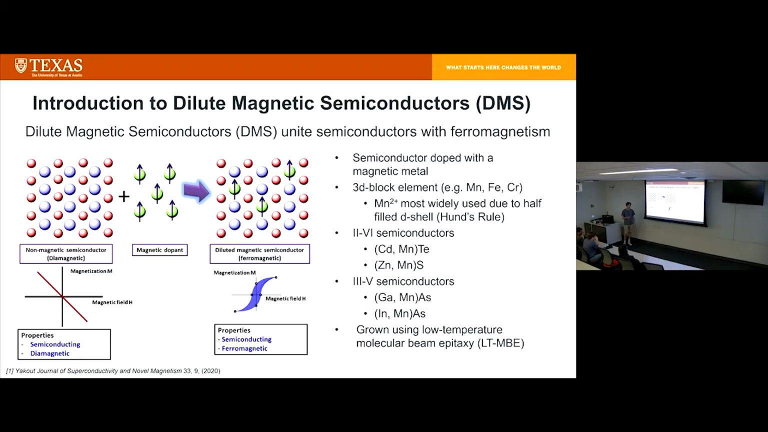And in particular, a lot of different material systems have been studied. So we have some 2,6 semiconductors like cadmium telluride, as well as some 3,5 semiconductors like gallium arsenide. And by far the most widely studied of which is gallium manganese arsenide because it tends to have a lot of favorable properties, which we'll get into later. And for the most part, these materials are grown using low temperature molecular beam epitaxy, which is a non-equilibrium growth technique, and it helps you incorporate more of the magnetic dopants into the semiconductor material.